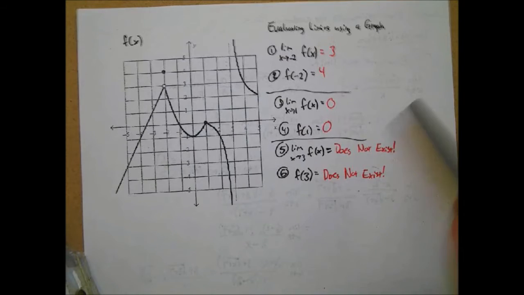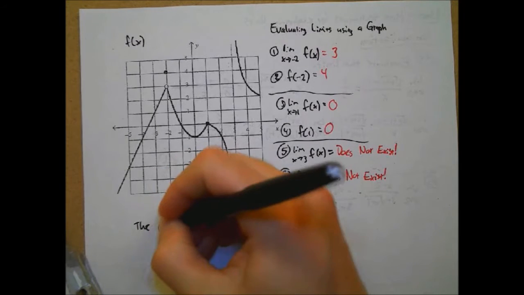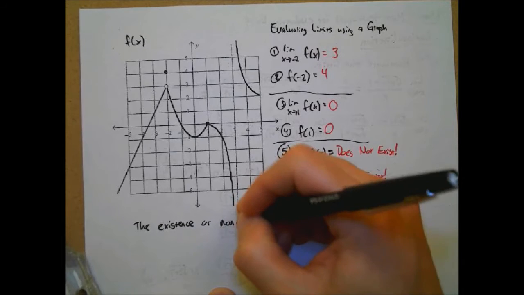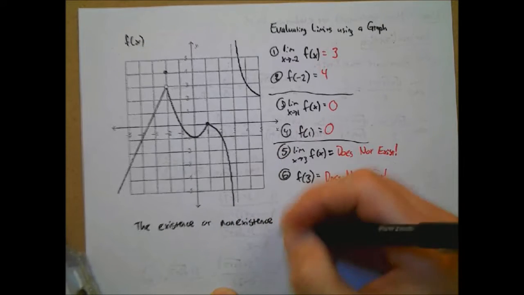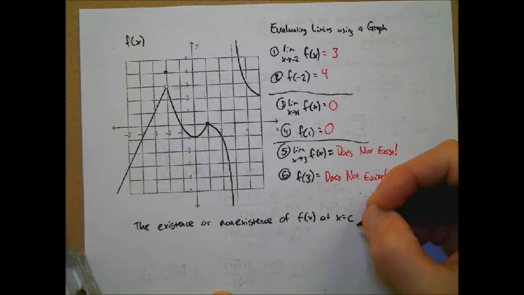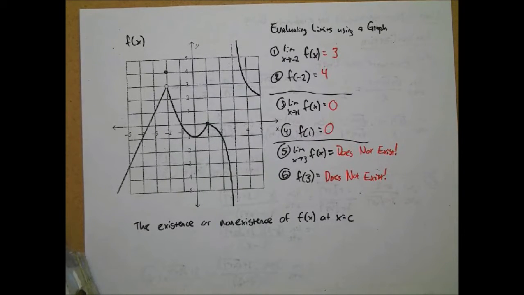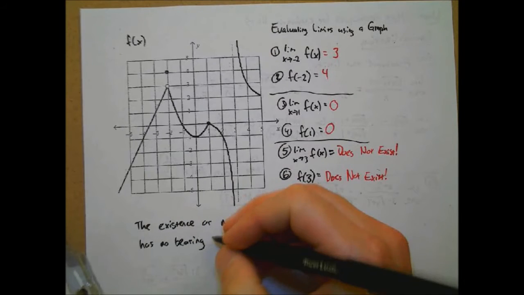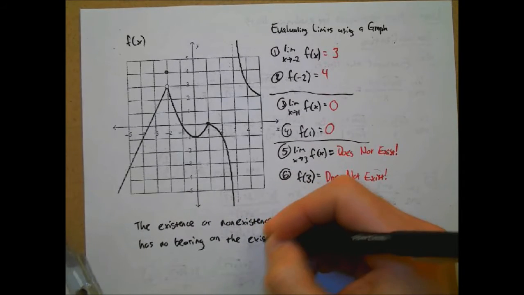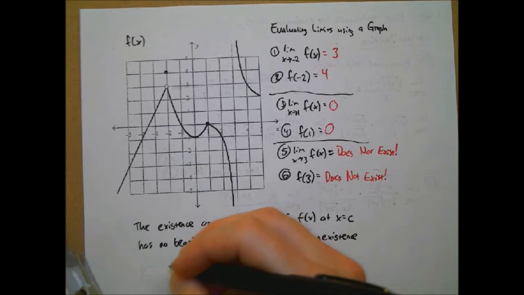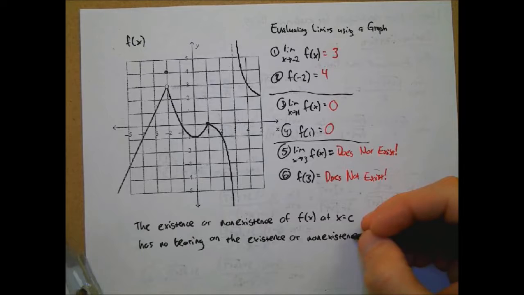Well, the thing I want to stress is that the existence or non-existence of f of x at a particular value, c for example, has no bearing on the existence or non-existence of the limit. I wrote a c there, but it's all right. I'll just rewrite the whole thing.